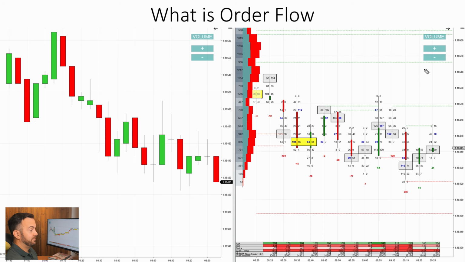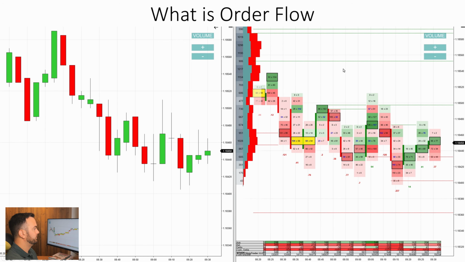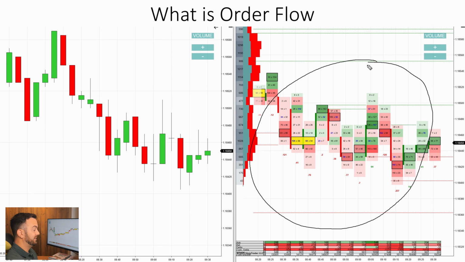Now, order flow can have different looks. This is one of them, but what I actually prefer is this. As you can see, there are more colors, and it helps me to read the order flow and to work out quickly what's going on. If a cell is green, that means that basically buyers were more aggressive there. If it is red, then it means that sellers were more aggressive in that cell. So this way I can immediately tell what's going on and who's dominating the market, whether buyers or sellers.